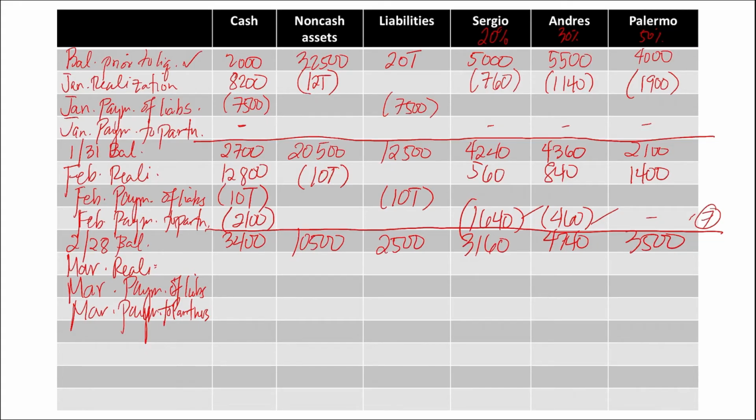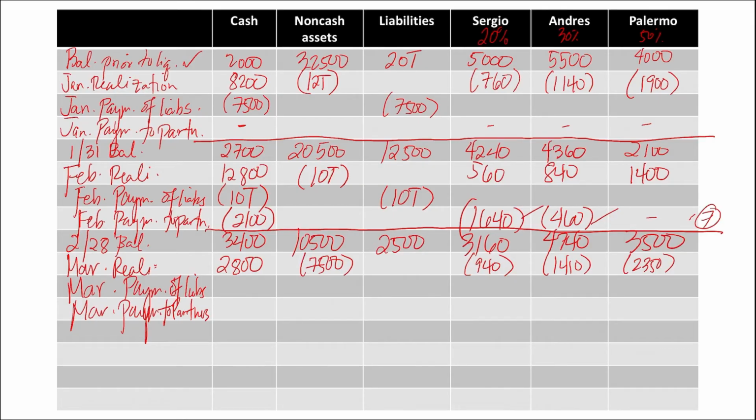Oh, magkano yung book value ng non-cash assets na nabenta? 7,500. Cash realized is 3,000 pero nagbayad ka ng liquidation expense 200, so 2,800 na lang. So what's the result of the realization? Loss na naman. So 2,800 minus 7,500. For 7,... 20% niya is 940. 30%, 1,410. 50%, 2,350.